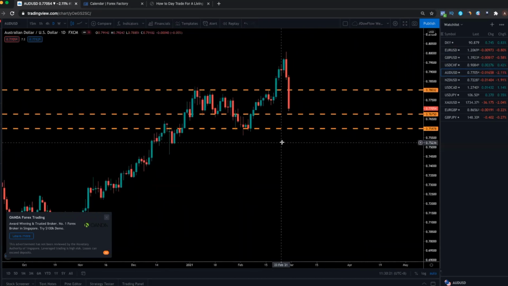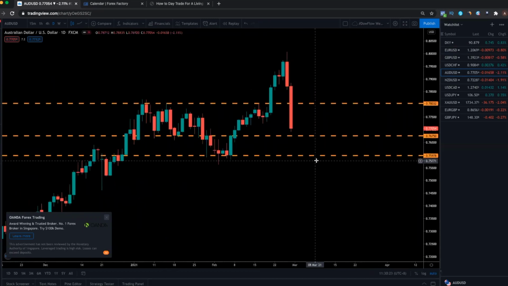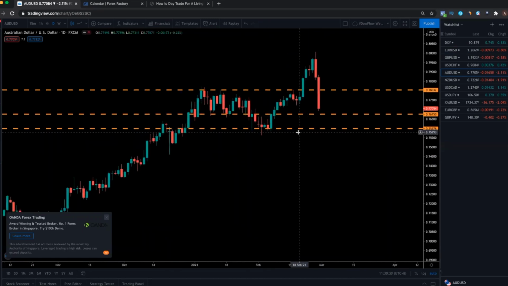Then we have Aussie dollar. Now, Aussie dollar is a bit tricky. Personally, I would recommend you not to trade Aussie dollar if possible. So let me explain why.